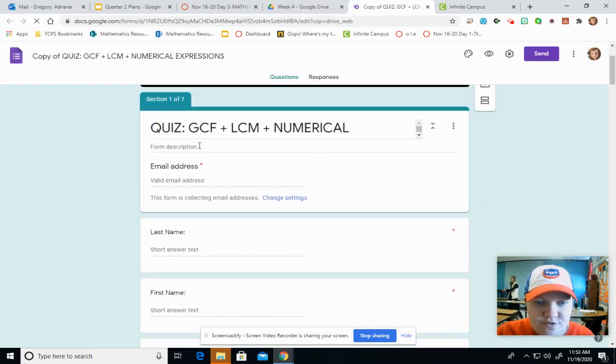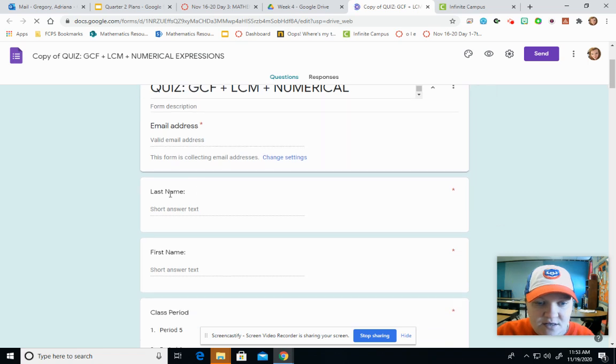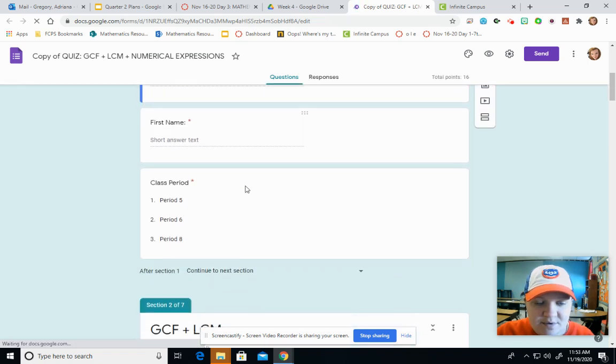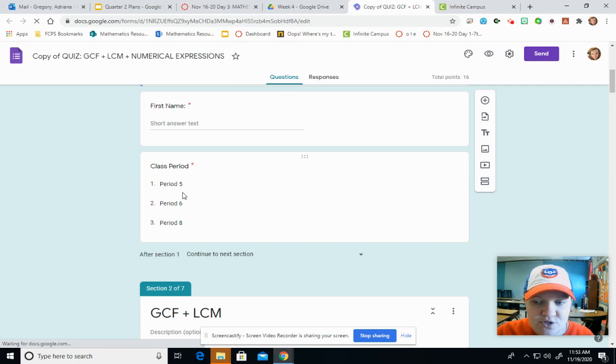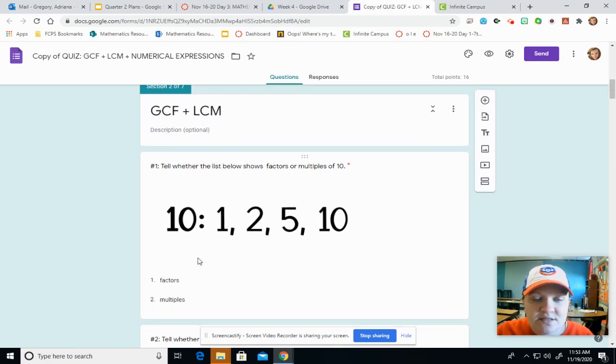All right, so remember the first section asks for your email address, then your last name, your first name, and then you need to choose from the drop-down menu which class period you're in, whether you're in 5th period, 6th period, or 8th period. Then click next to go to the next section. In the next section, we're going to see questions about GCF and LCM.